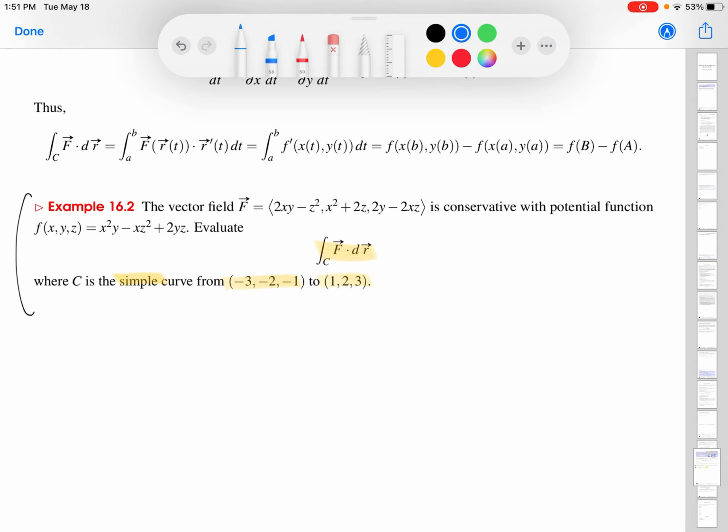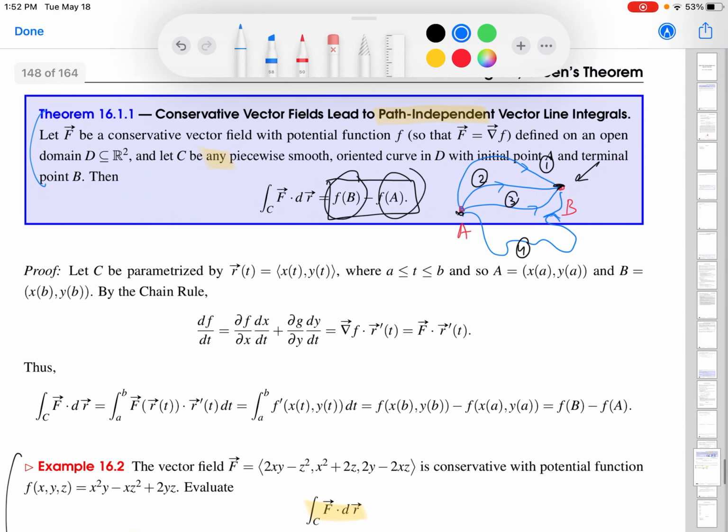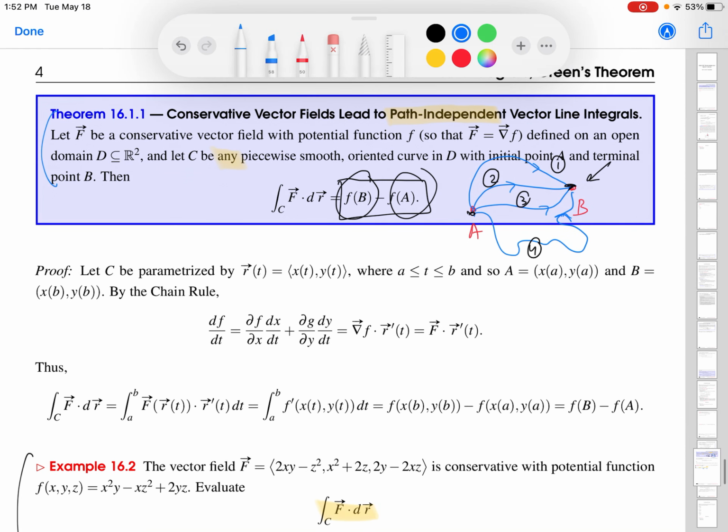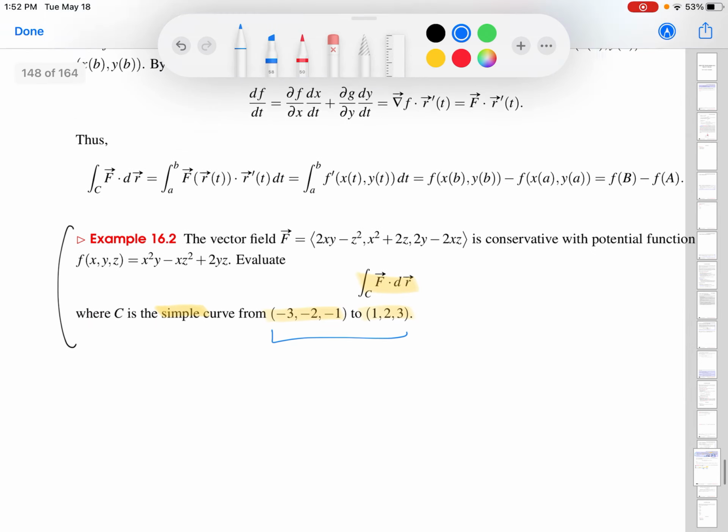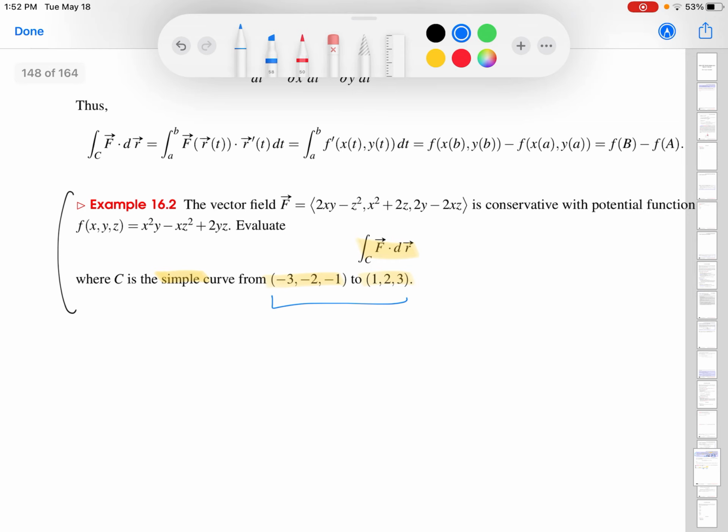Okay, so to do this, again, you might think, oh, I have to take this curve, I have to parameterize it, then I have to extract x, y, and z, got to find the derivatives, and then follow all these recipes. But the answer is nope. As long as the curve and the vector field satisfy the hypotheses here, then you can just use the theorem, and the vector line integral will equal the difference in the potential function at initial and terminal points.